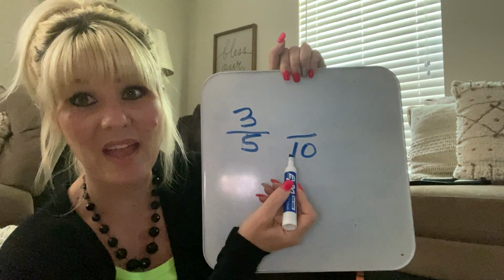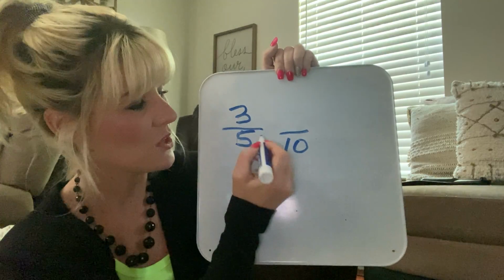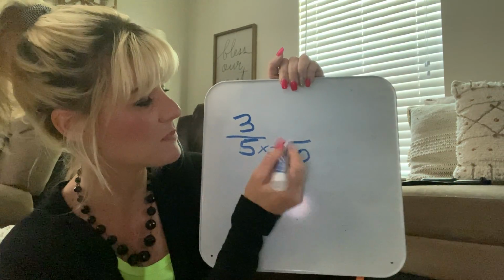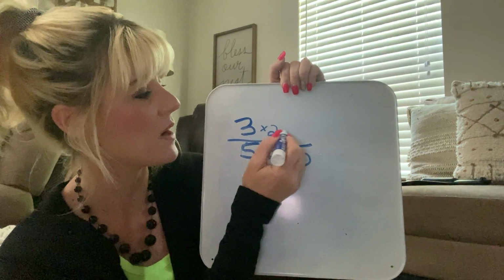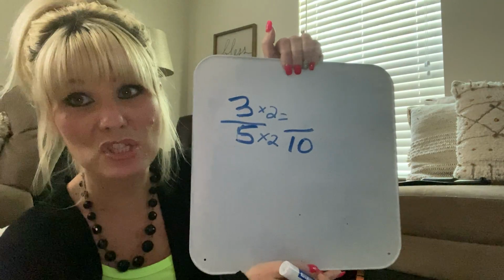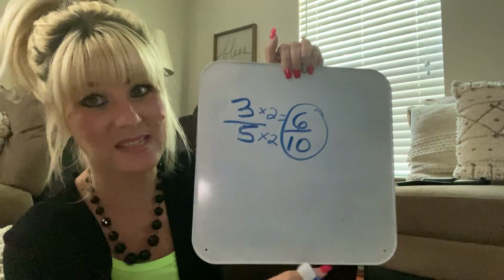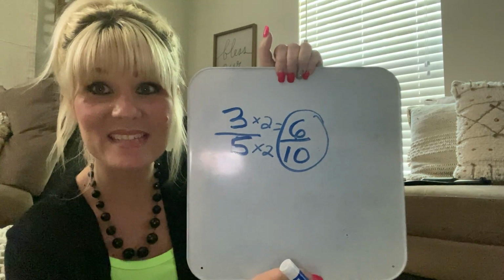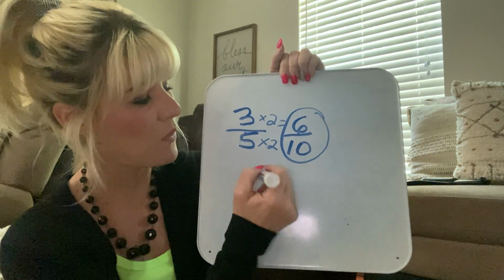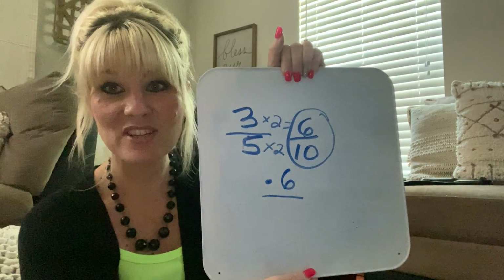What times 5 equals 10? You're correct, 2. So whatever you multiply by on the bottom, you also have to multiply by on the top. 3 times 2 equals 6. So this is 6/10 basically. What does that look like as a decimal? You guys already know, 0.6. So that is your answer, and that answer is C. So everybody on your study guide, the answer is C for number one on your math study guide about decimals.